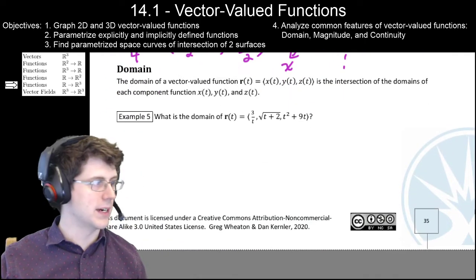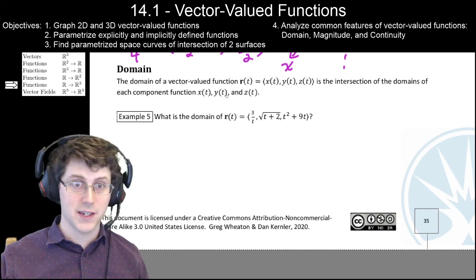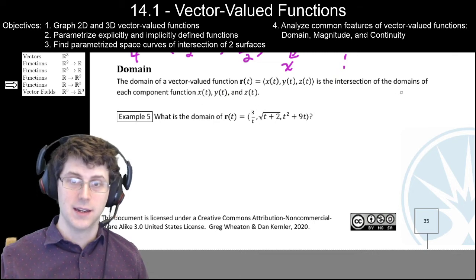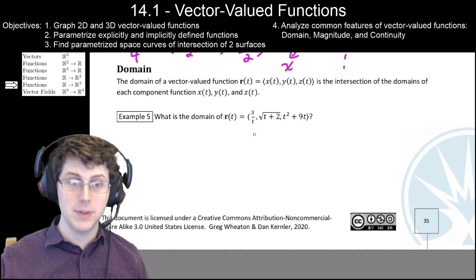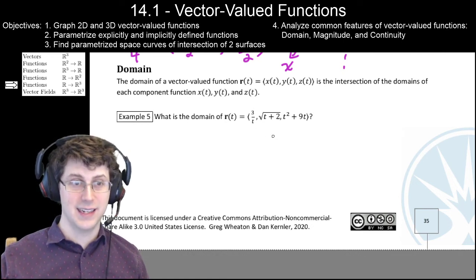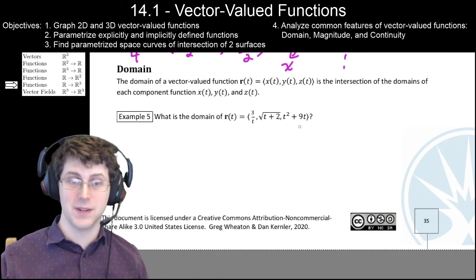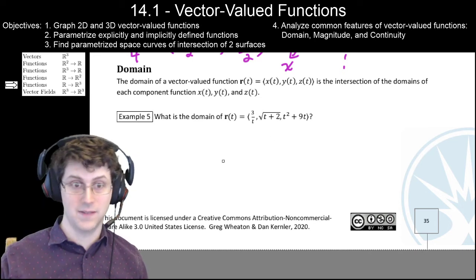Okay, we've got a couple more concepts to look at. One is the domain. The domain of a vector-valued function is the intersection of all the domains of each component function. This means that for a number to be a valid input to a vector-valued function, it has to be valid in every single one of the components. As long as there's a value of t that is outside the domain of any component function, we say, no, we're not plugging that t into the vector-valued function either.